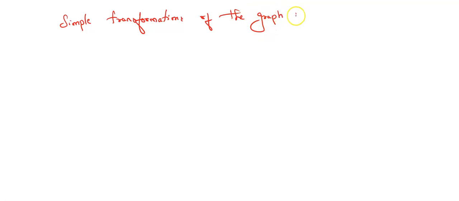Okay, let me take the title, simple transformations of the graph of y equals x square, which includes the first topic, dilation. Okay, so what does dilation mean? Let me see how the graph will look.